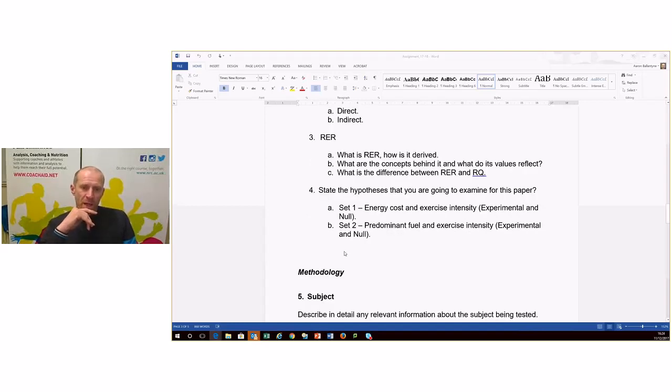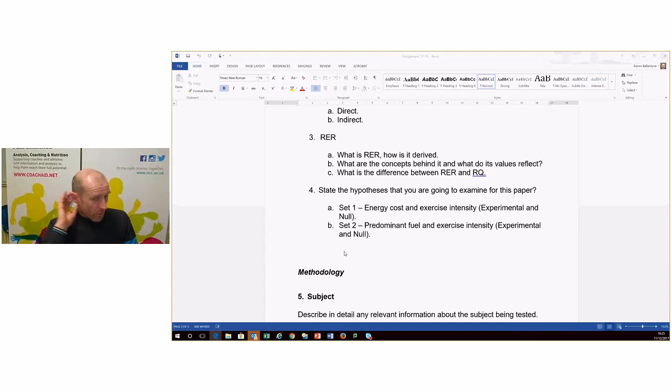So it started off saying I have 2 sets of hypotheses, set 1 and then set 2, and mention what they are, and then put down what they are. Remember, they need to be simple. So the first set is going to be to do with energy cost and exercise intensity. You've got your experimental hypotheses and you've got your null hypotheses. So you're usually going to start out with the thing you're manipulating. So in this case, we're manipulating exercise intensity. And the thing we're trying to see if that has an effect on is energy cost.